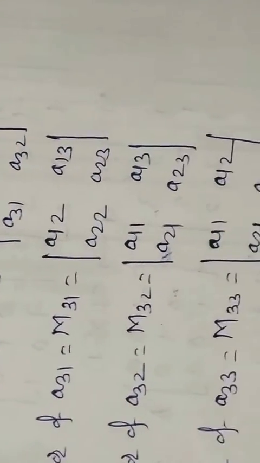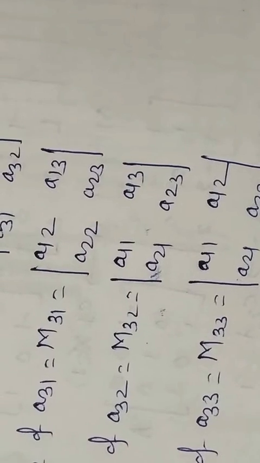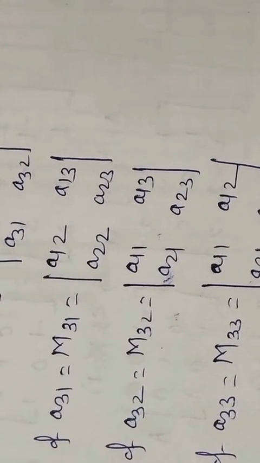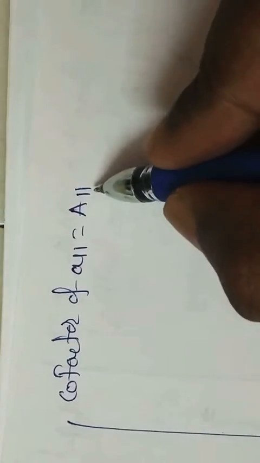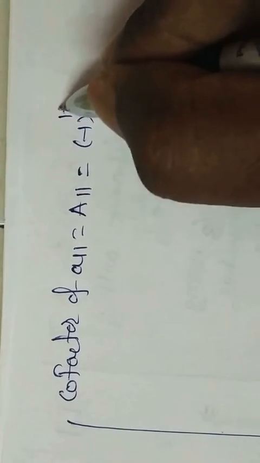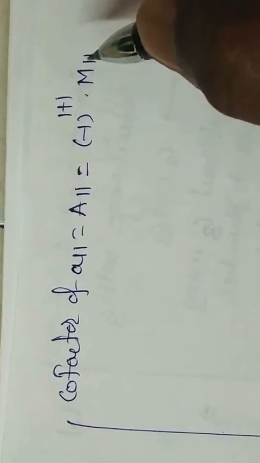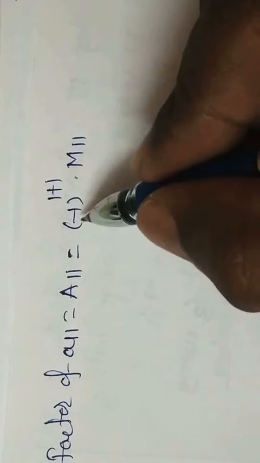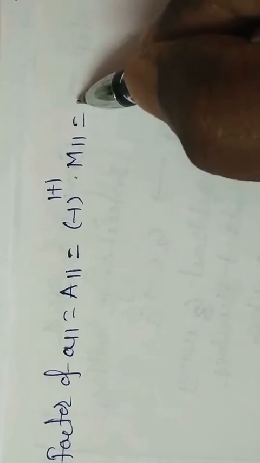So now we have found all the minors. Now we want to find the cofactors. The cofactor of A11, that is capital A11, equals what? Minus 1 to the power 1 plus 1 of M11. Minus 1 to the power 1 plus 1, that is 2. 2 is an even number, so that is plus 1.